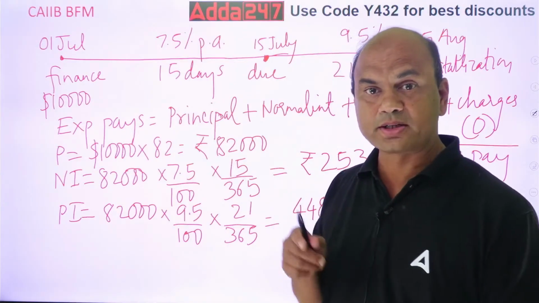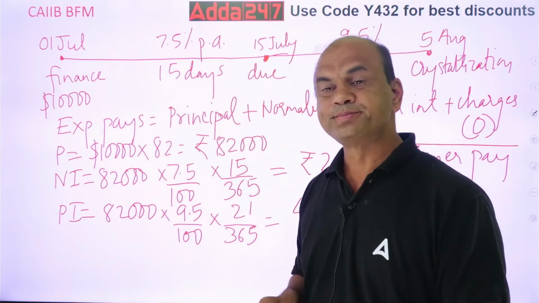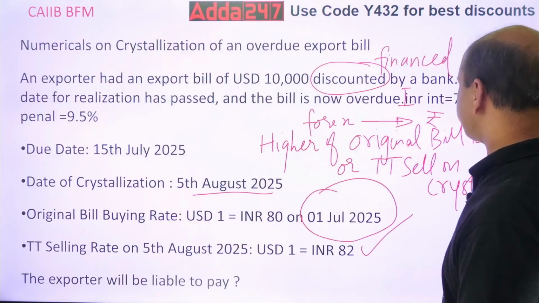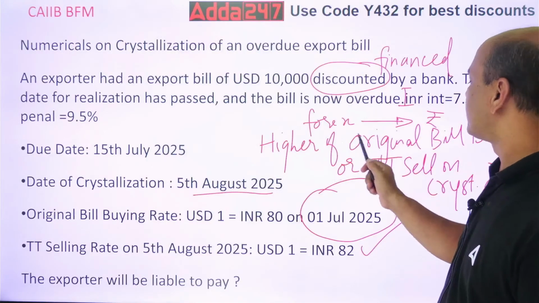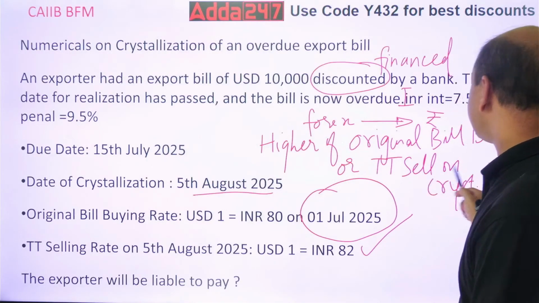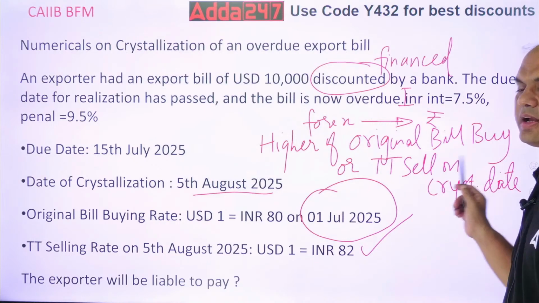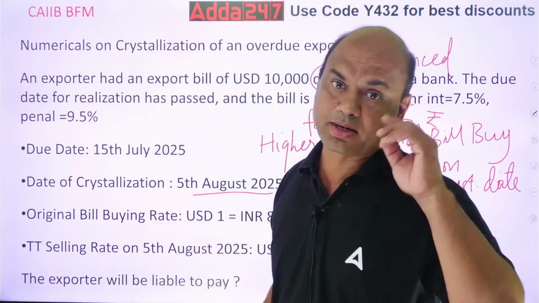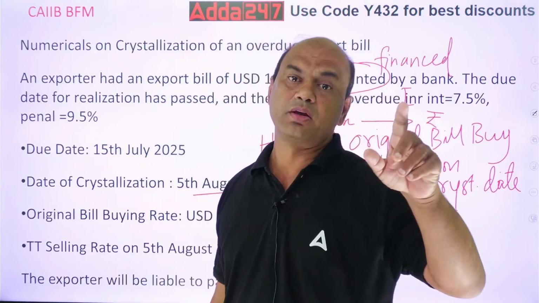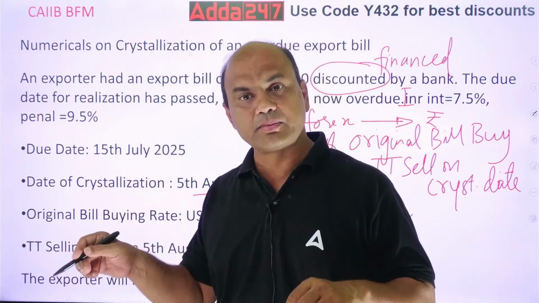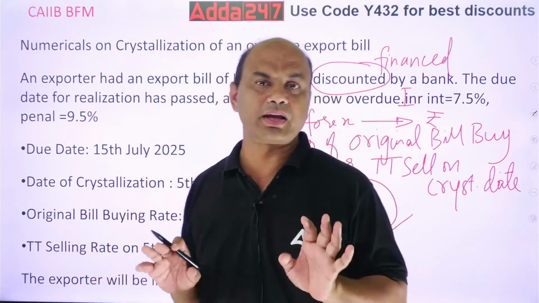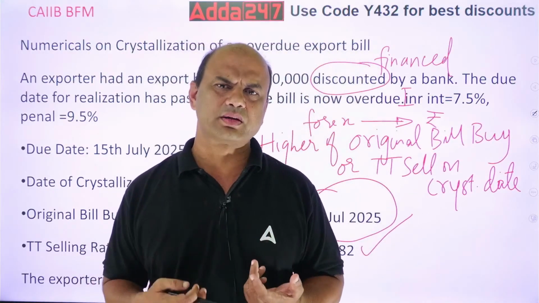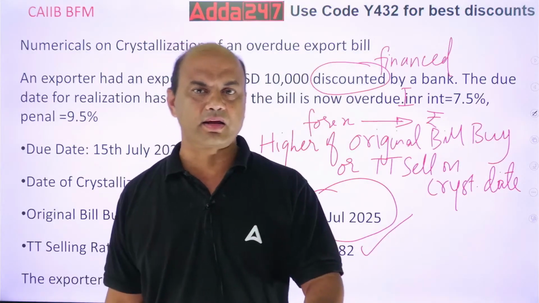But you have to understand the basic. What is the basic? The rate of interest to be applied is the higher of the original bill buying rate or the TT selling rate on the crystallization date. This part is very important. Higher of the bill buying rate, when I purchase the bill, and the selling rate, whenever I am selling the bill. See, banking is a business. I can incur a loss here, right? Because the customer has made an error.